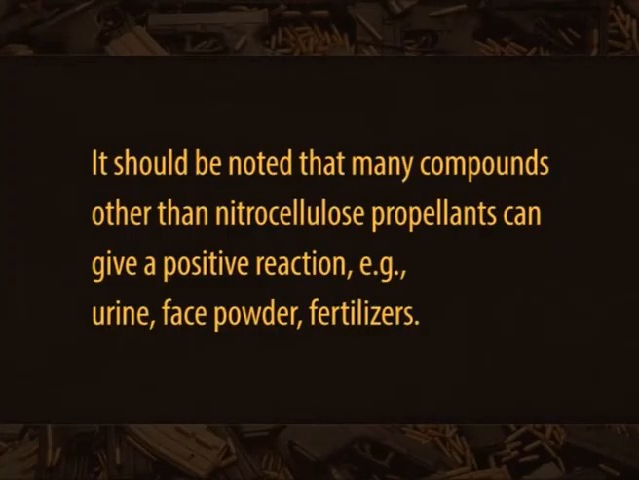A cloth wetted with 20% acetic acid is placed under the clothing under test. The photographic paper is then placed on top and covered with a piece of dry cloth. Pressure is applied with a hot iron set at warm for 5 minutes. Appearance of bright red spots indicates the presence of nitrite. It should further be noted that many compounds other than nitrocellulose propellants can give a positive reaction, for example, urine, face powder, fertilizers.